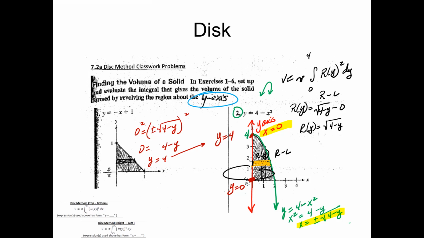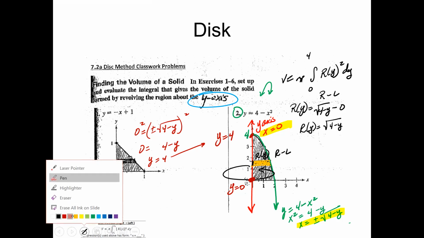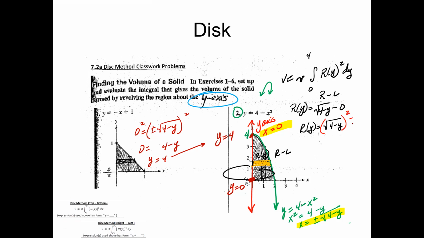Well, let's plug that in here. Well, when you do that, you have to square it. If I square the square root, square root times square root is just 4 minus y. So volume equals pi integral from 0 to 4 of 4 minus y dy. If I integrate this, I have 4y minus 1/2 y squared, evaluated from 0 to 4.